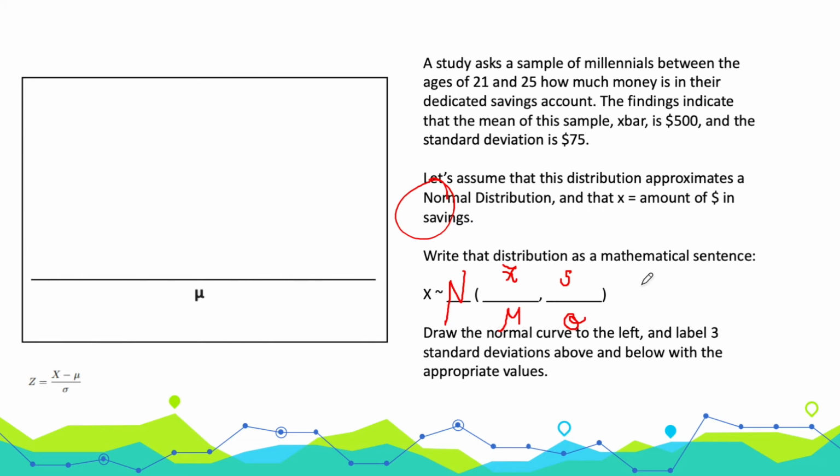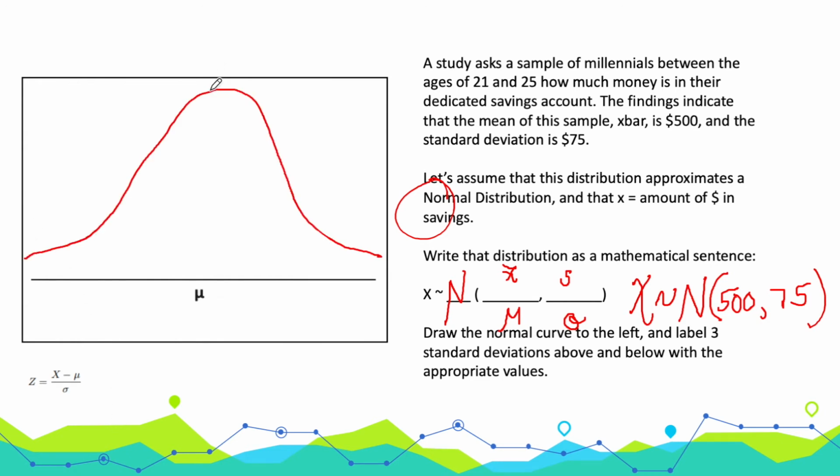Now let me rewrite the distribution as follows. All possible values of the amount of money in savings approximate a normal distribution in which the mean is $500, and the standard deviation is $75. Now let's draw this as a normal curve to the left, and we'll label 3 standard deviations above and below the mean with appropriate values. I know, it's a little off kilter, but that's okay.